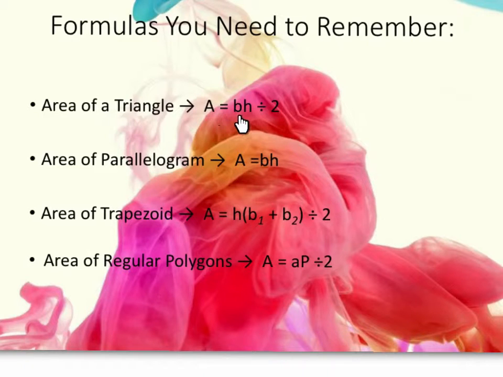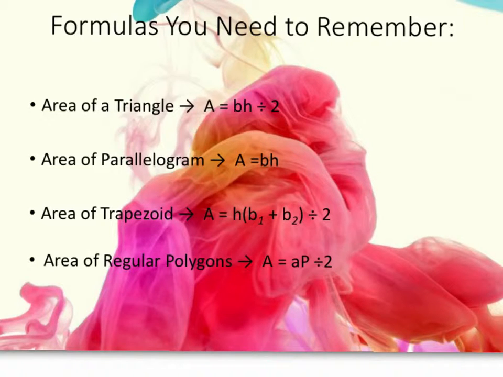The area of a triangle is base times height divided by 2, or 1/2 base times height. The area of a parallelogram is base times height. A parallelogram includes rectangles and squares and rhombuses. The area of a trapezoid is the height multiplied by base 1 plus base 2, and divide your answer by 2, or it's 1/2 times all this. And then remember the area of a regular polygon was the apothem multiplied by the perimeter of the shape, and we divide that by 2.